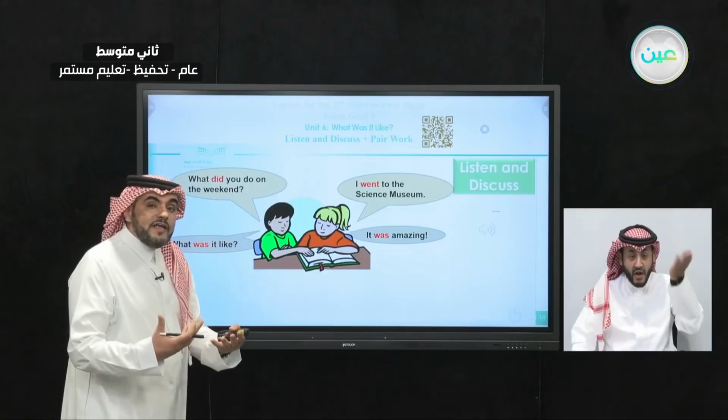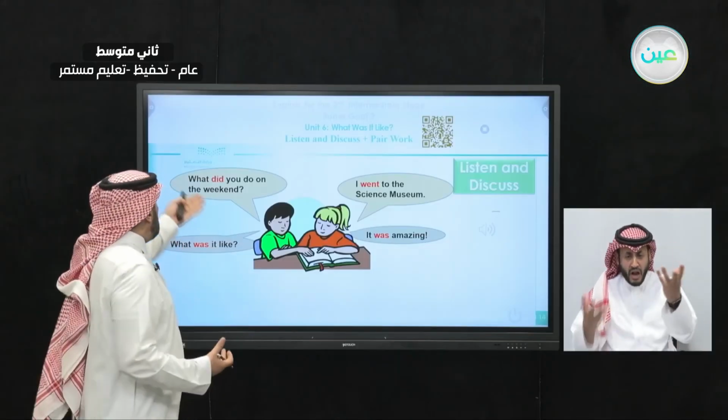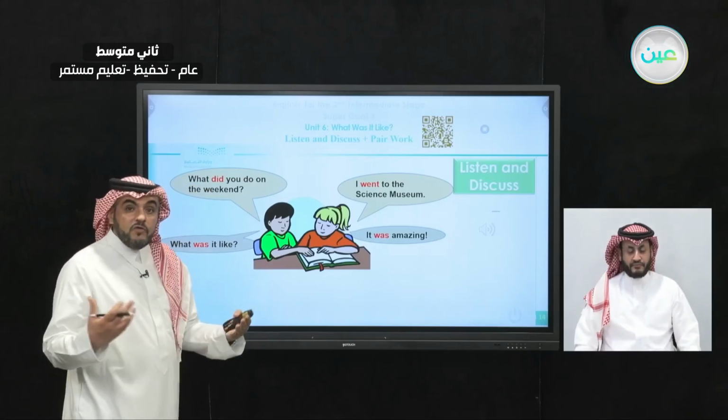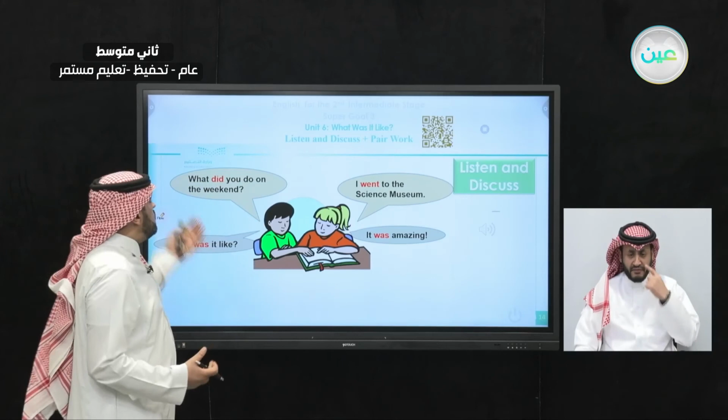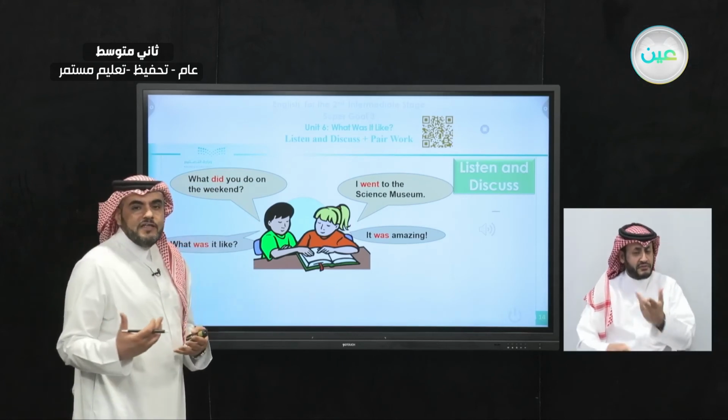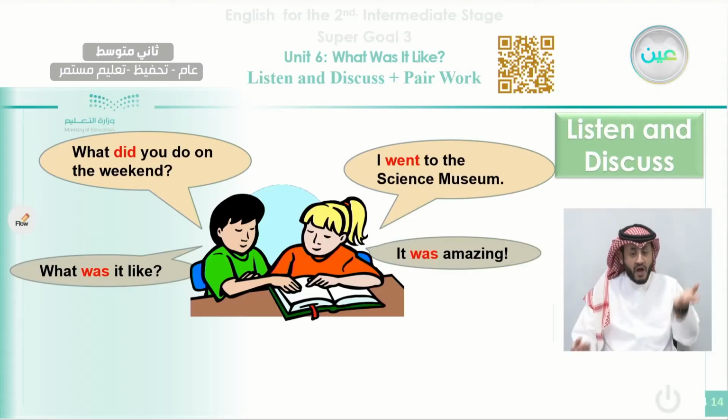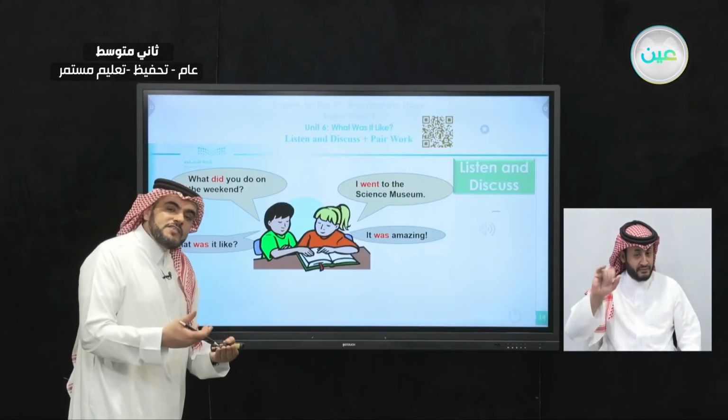When you ask about an action in the past, you say, what did you do? This is a very common question. You hear it, or you can use it also to ask about activities. What did you do on the weekend, in the previous time, or yesterday, or last month? Okay, but the most important thing is to use did here when you want to ask about the time.